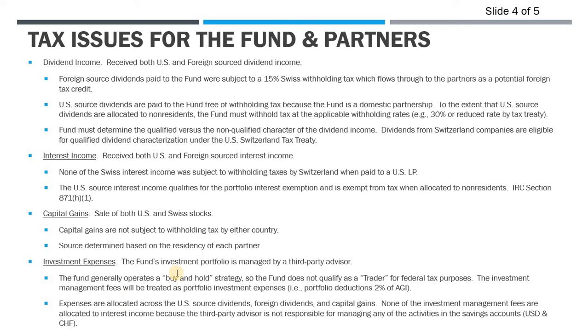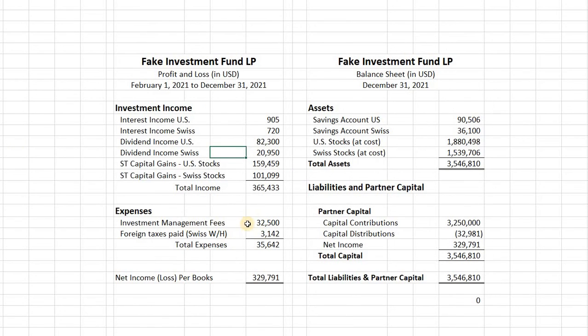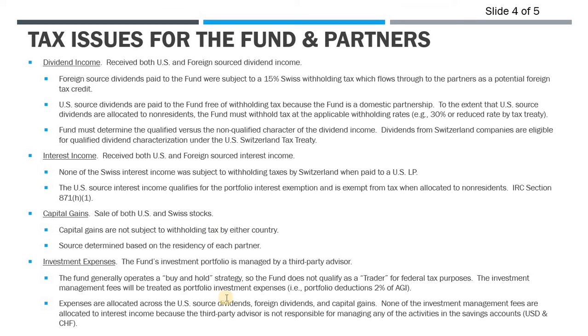And then lastly here are the investment expenses. So if we look at the financial statements here, we can see on the expenses side, not much, right? That's the withholding taxes. That was coming off the top of the Swiss dividend income. And then we have investment management fees. So the fund did hire a third-party investment manager to manage the portfolio, and that's the total amount of fees that they charged us during the year. Now, for purposes of this example, we're going to assume that the fund does not qualify as a trader for federal tax purposes. This is always something you need to look at carefully. Are you an investment fund or a trader fund?